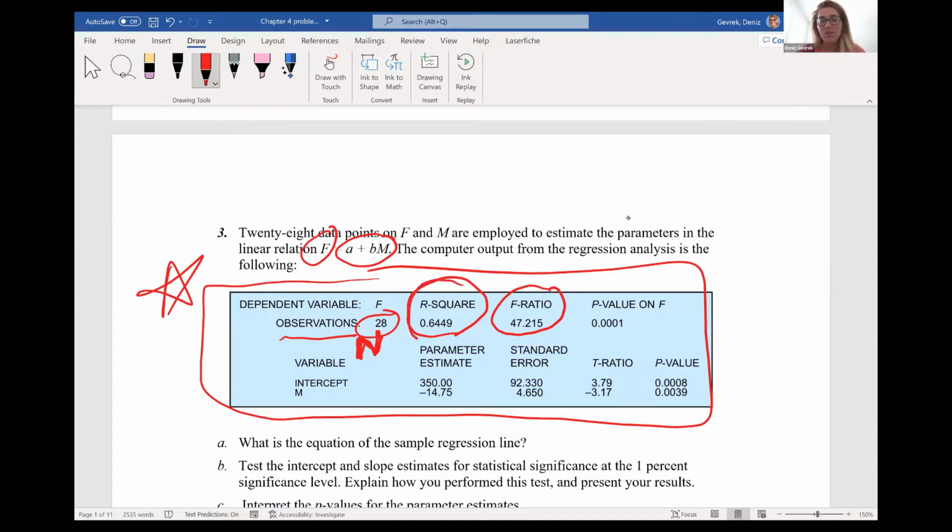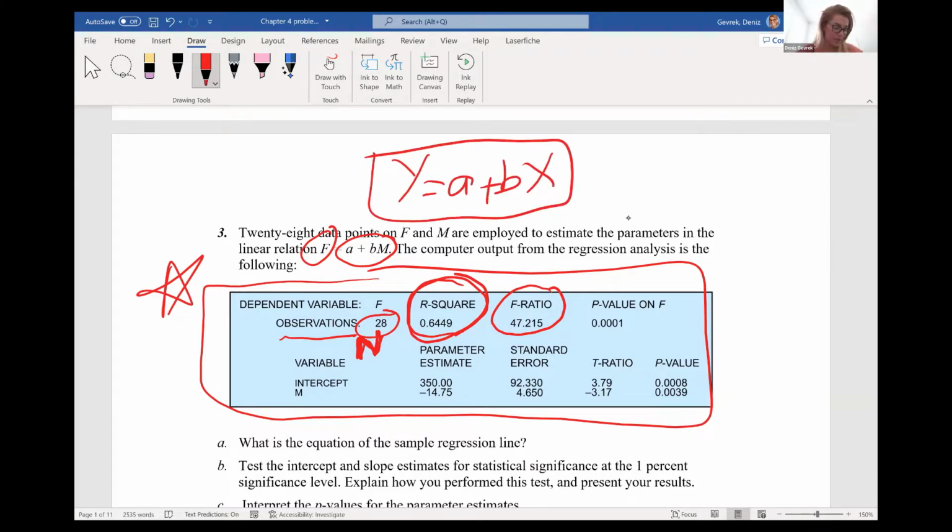So R square shows the variation in the dependent variable, you know, in a regression, A plus BX. This is a general regression equation, right? A plus BX. Go ahead.